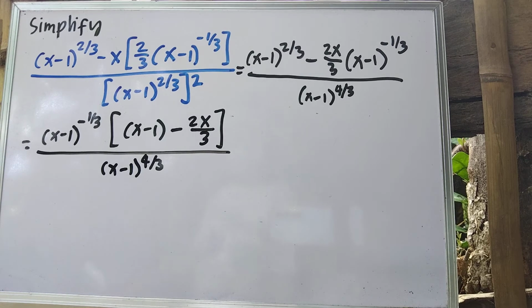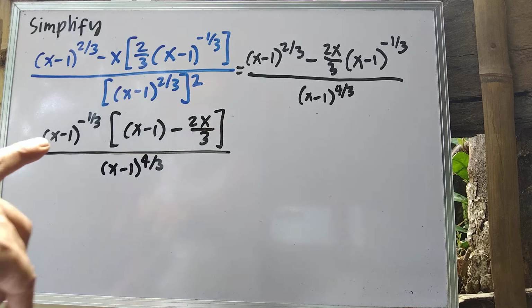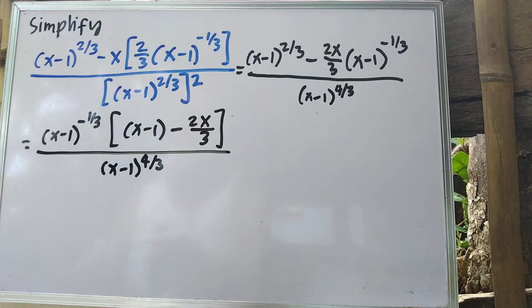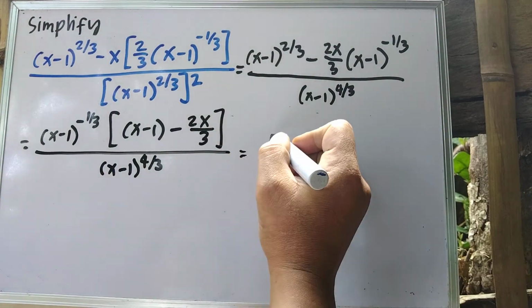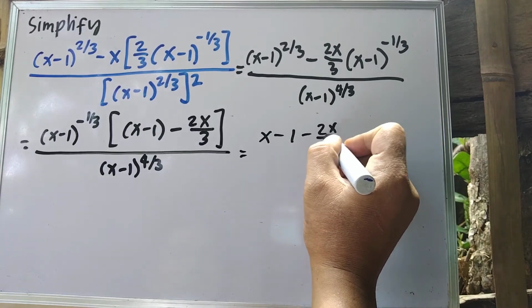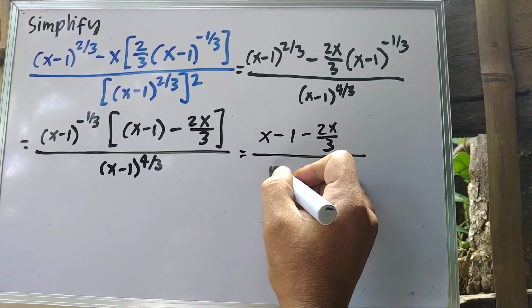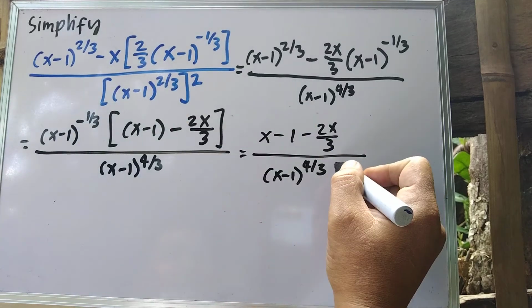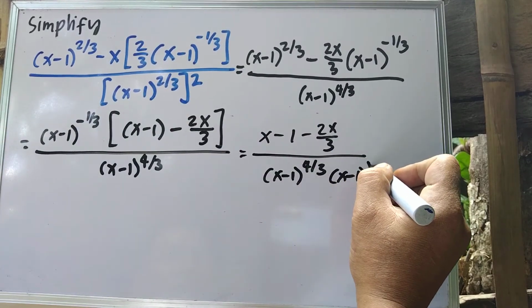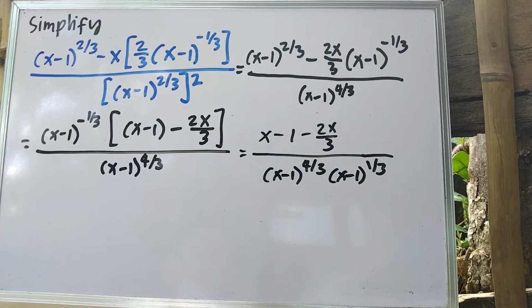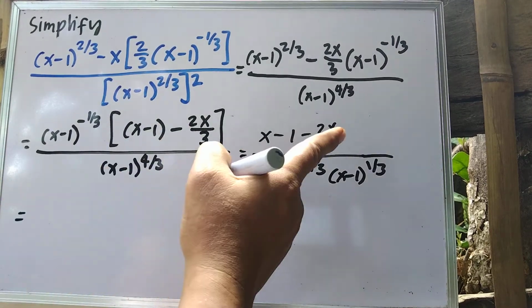The same steps on our first example. Ibababa natin to, then simplify the numerator. So, this becomes x minus 1 minus 2x over 3 all over x minus 1 to the power of 4/3. Ibababa natin yan. So, x minus 1 to the power of 1/3. Okay? The same steps. So, what's next? We simplify the numerator.